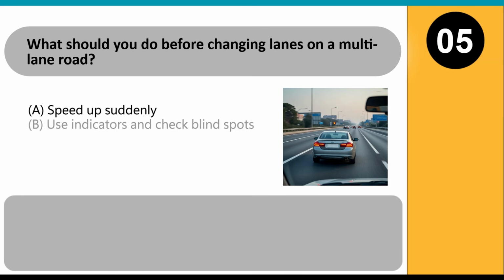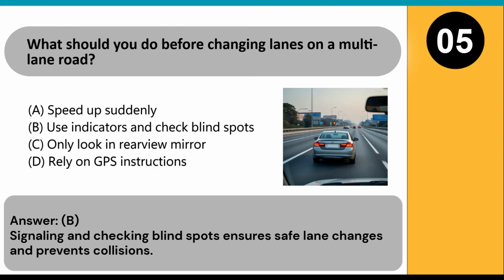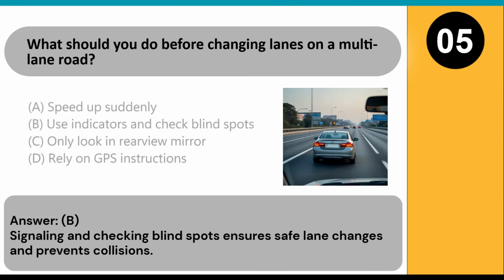What should you do before changing lanes on a multi-lane road? A. Speed up suddenly. B. Use indicators and check blind spots. C. Only look in rearview mirror. D. Rely on GPS instructions. Answer: B. Signaling and checking blind spots ensures safe lane changes and prevents collisions.